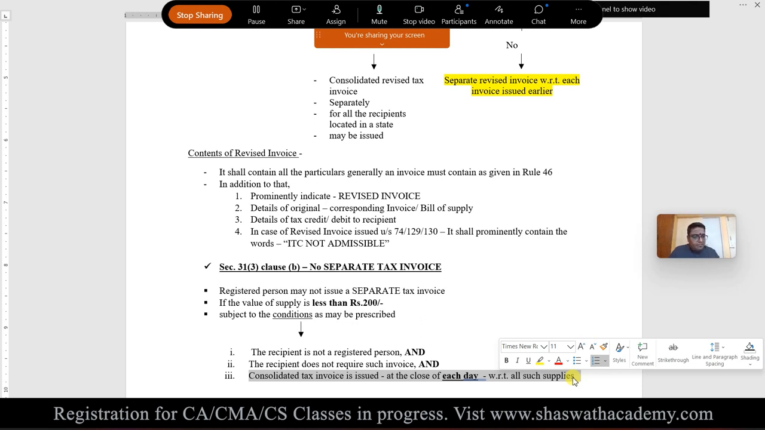Because by saying 18%, he wants to provoke a reply from the recipient: I don't want an invoice. I don't want an invoice. By making him say so, you are generating what? Black money.